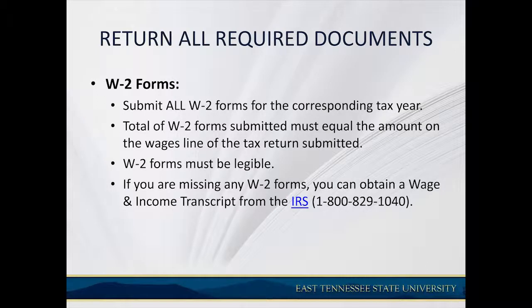W-2 forms. Submit all W-2 forms for the corresponding tax year. The total of the W-2 forms submitted must equal the amount of wages filed on the federal tax return. W-2 forms must be legible. If you are missing any W-2 forms, you can obtain a wage and income transcript from the IRS.